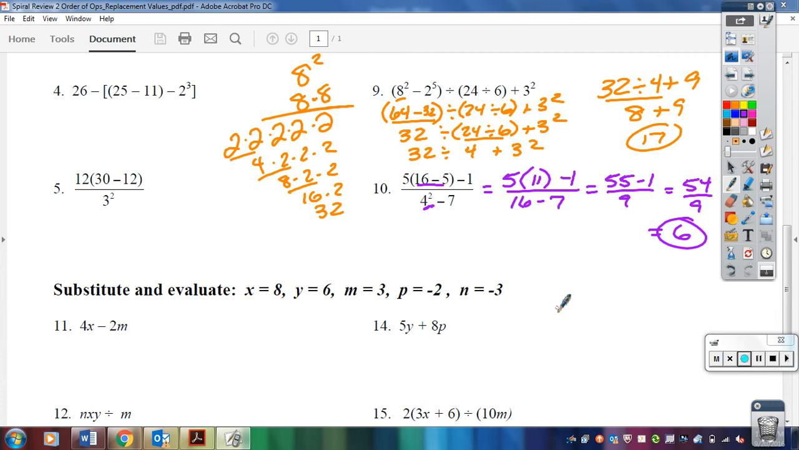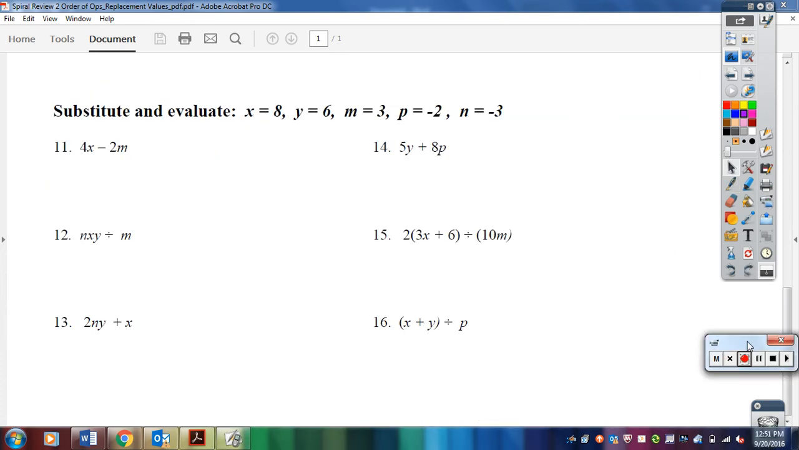The rest of them are still order of operations. We just have to plug in first, substitute, then evaluate. Find the value of. Number 11. 4 times, well, x is 8 minus 2 times m is 3. That's 32 minus 6, which is 26. Circle your answer.